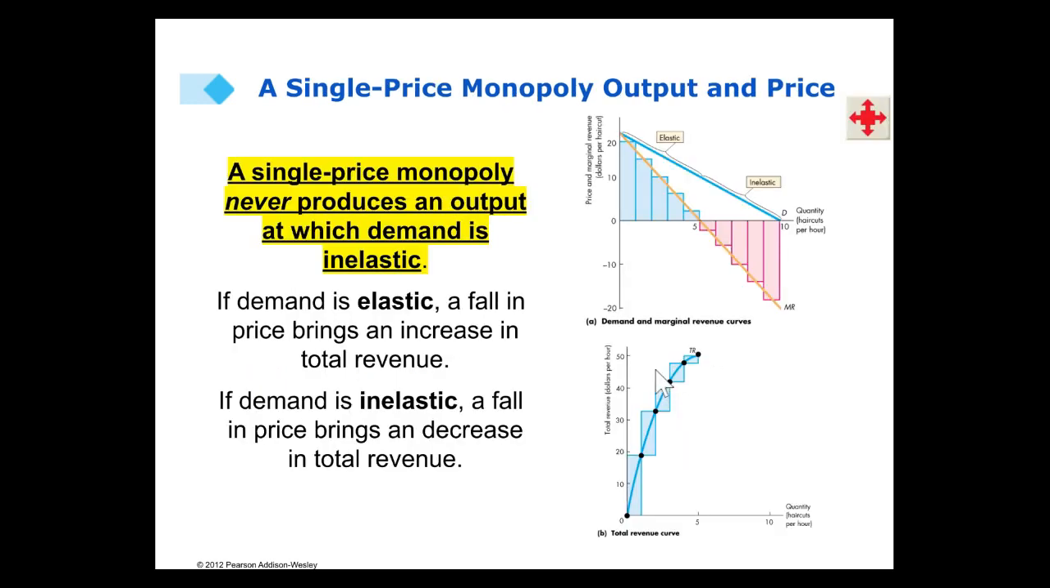Well, first of all, a single price monopoly never produces an output where the demand is inelastic. So they only will produce in this blue section here, because by producing in this blue section, they're able to maximize total revenue. If they were to move into the red section here and produce at a quantity there, their total revenue would decrease, which they're not going to do. So they only produce in the elastic part of the demand curve where total revenue is maximized.